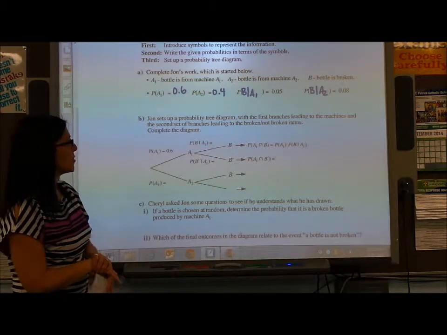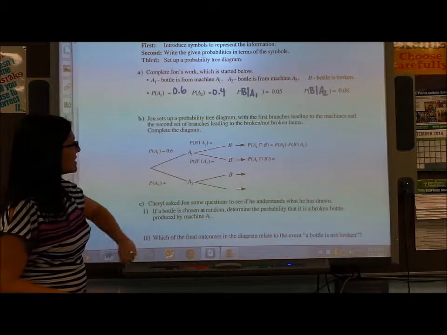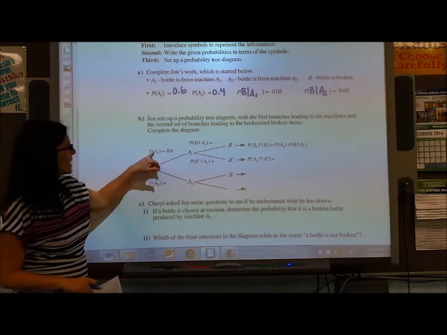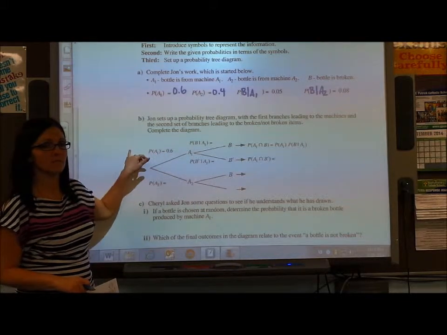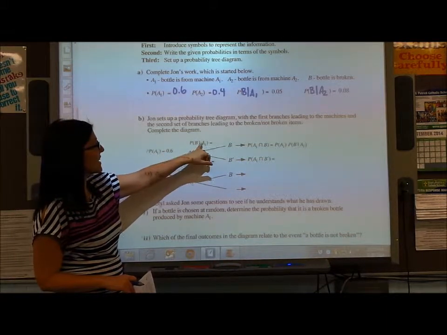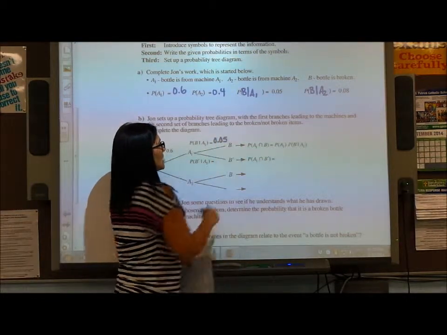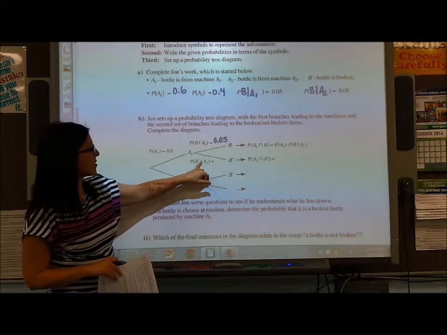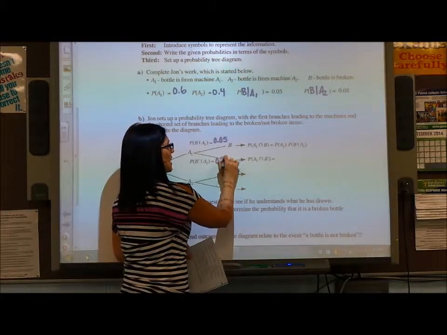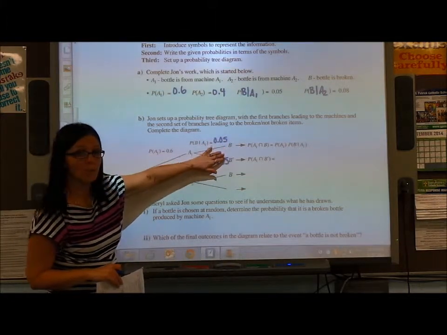John now sets this up into a probability tree diagram. The first branches are leading to the machines, and the second set of branches leads to it being broken and not broken. So the probability of event A1 is 0.6, the probability that the bottle comes from the first machine. The probability that the bottle is broken, given that it came from the first machine, is 0.05. Which means the probability that the bottle is not broken, given that it came from the first machine, would have to be 0.95. It has to be the leftover amount. These two together have to add up to 1.